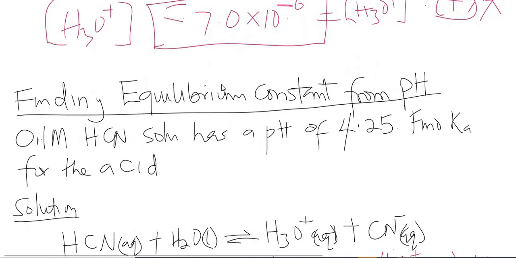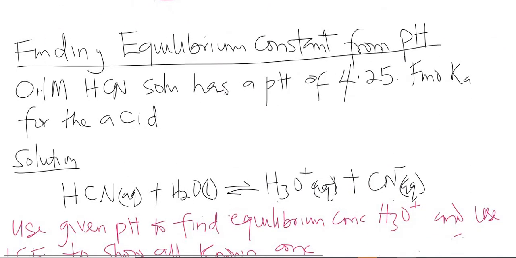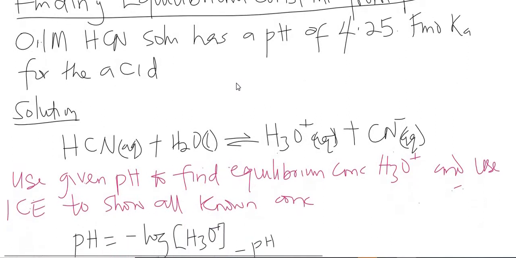Okay. The next is finding equilibrium constant from the pH. We can always find equilibrium constant given the pH. We have 0.1 molar HCN solution with a pH of 4.25. Find the Ka. So for this, we're going to use the given pH to find the equilibrium concentration of the hydrogen ion. So we solve it this way.